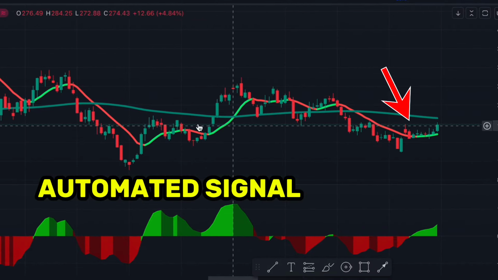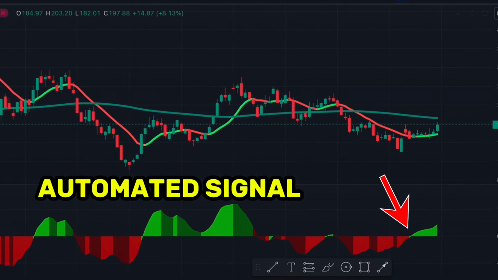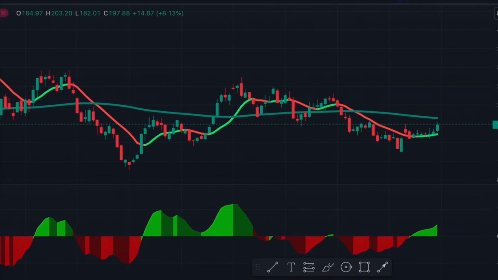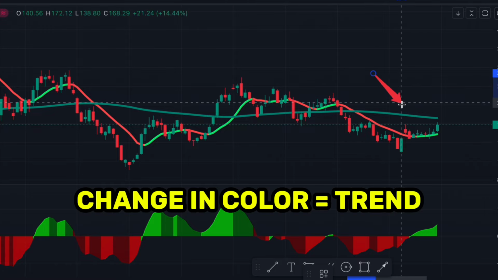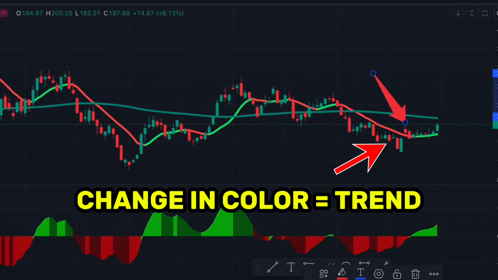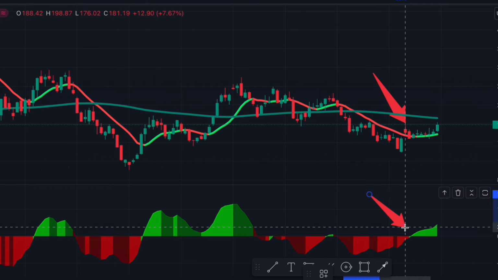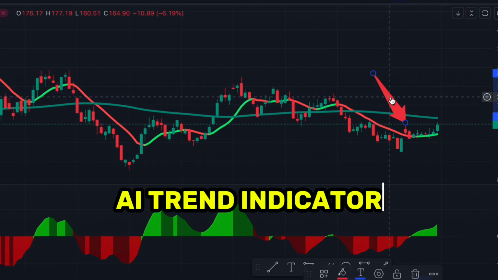Side trend indicator will provide buy and sell automated signals. When there is a reversal in color, a trend is formed in the reversal direction. In this video, we are going to use this AI trend indicator to automate our trading strategy.